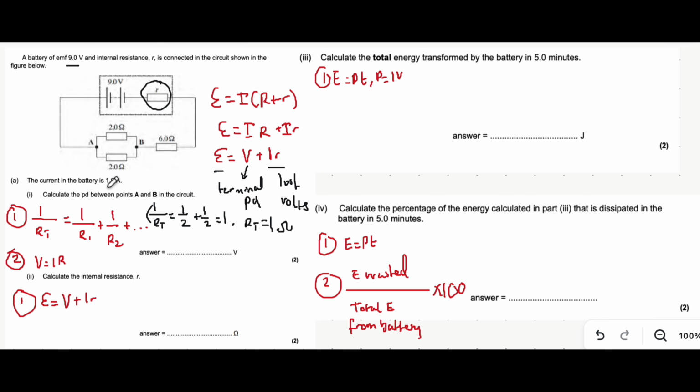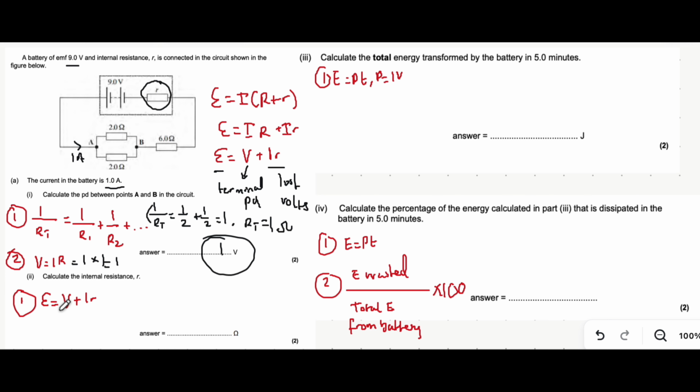And also because it's given the current through the battery, we now know the resistance in the whole junction and we know the current that flows into this whole junction. So we can find the voltage using current times resistance. So it's just 1 multiplied by 1, so that would just be 1 volt. Great. Let's move on to part 2.